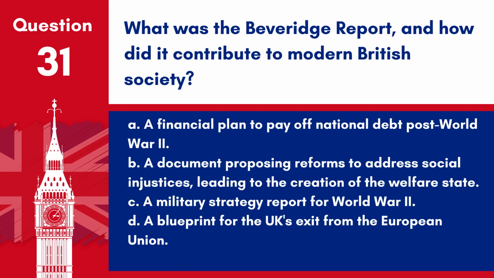Question 31. What was the Beveridge Report, and how did it contribute to modern British society? A. A financial plan to pay off national debt post-World War II. B. A document proposing reforms to address social injustices, leading to the creation of the welfare state. C. A military strategy report for World War II. D. A blueprint for the UK's exit from the European Union.